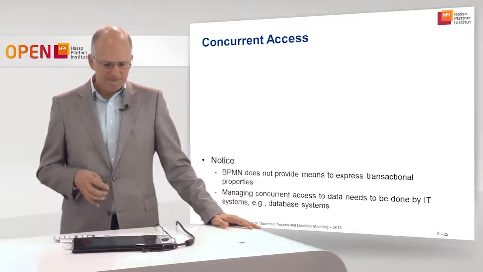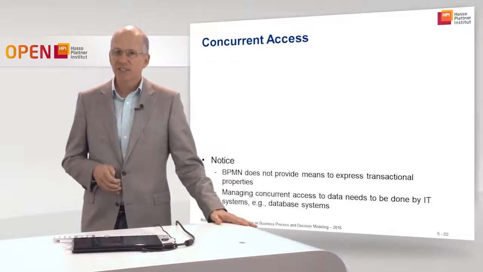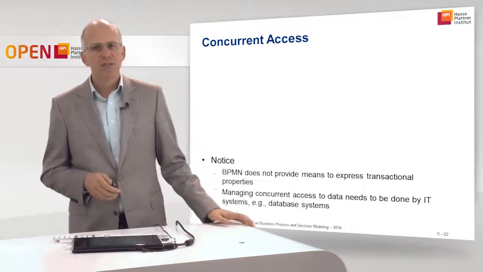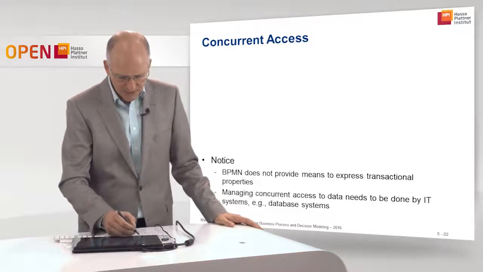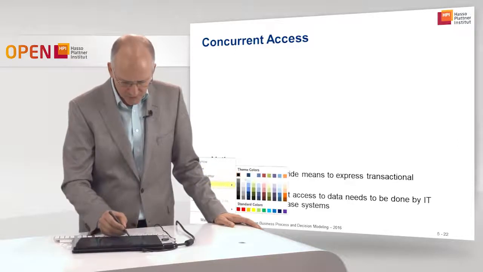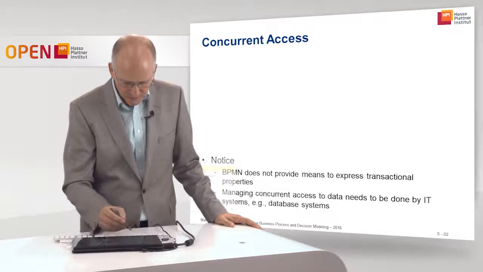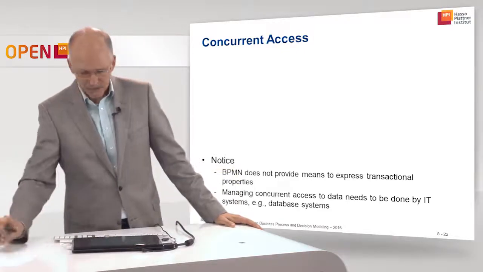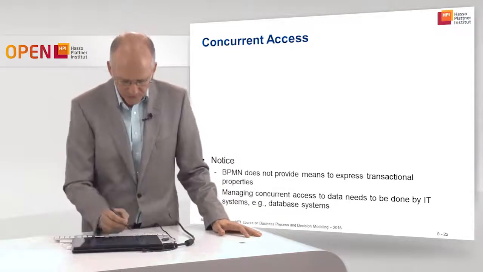All right, we talk about concurrent access. So in a process model, we've seen that we can model concurrency. We have the AND split, the parallel split. And I will choose, let's say, the black ink color, the pen. And I would like to show you the problems that might occur here in a simple example.